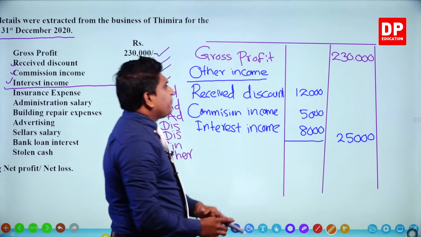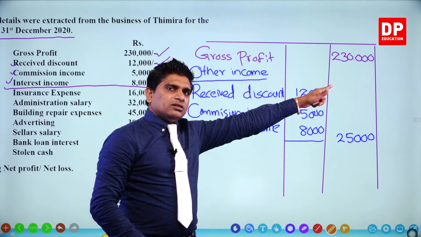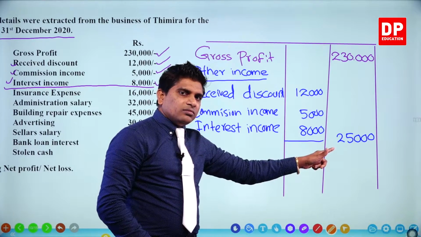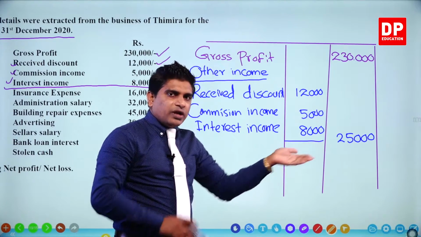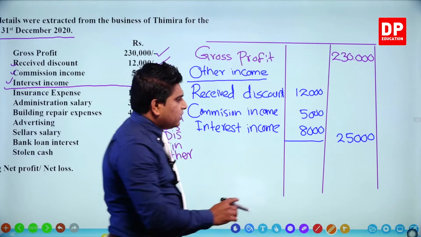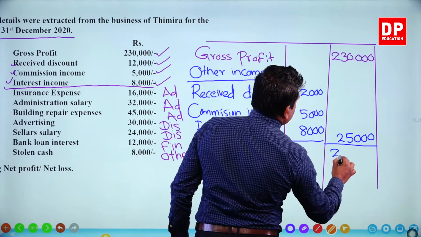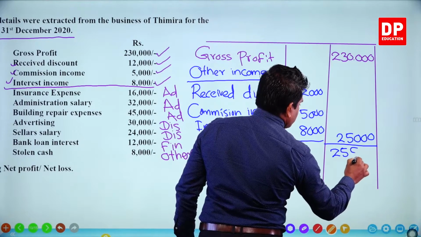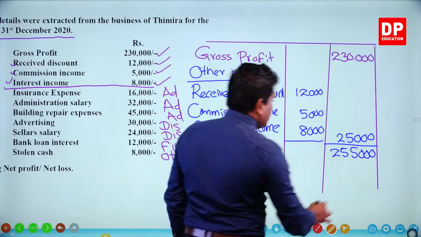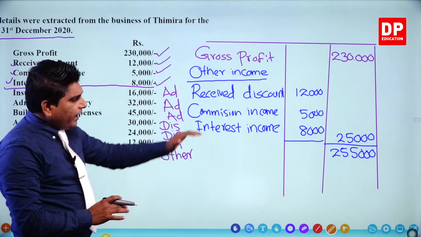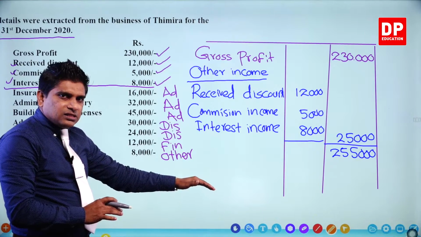Now what do you do? This is the gross profit. This is the other income. We have to add these two. We have to add all this. Then how much? 255,000. Then you can write expenses under this, right?